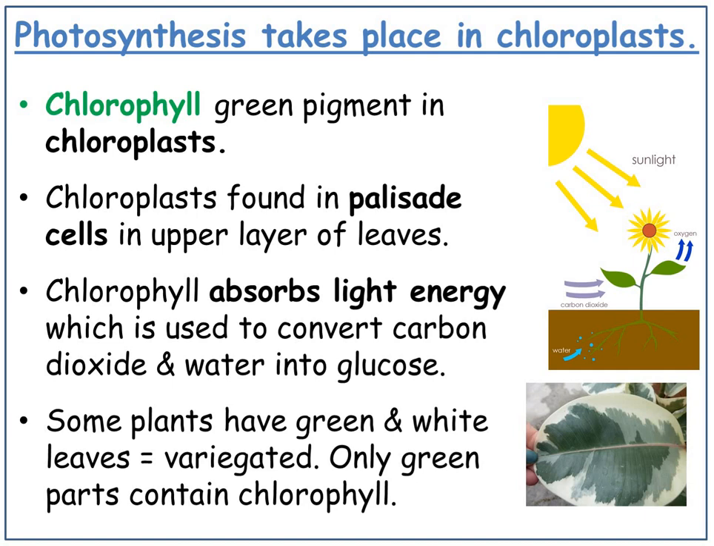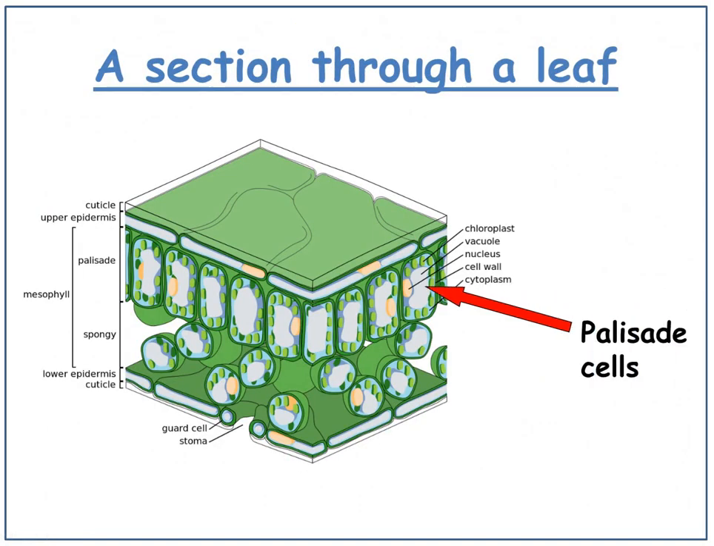Some plants have green and white leaves, so they are called variegated, and it's only the green parts that contain chlorophyll, so only the green parts will photosynthesize. So photosynthesis takes place in palisade cells in the chloroplasts.